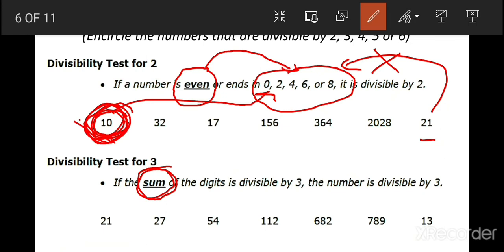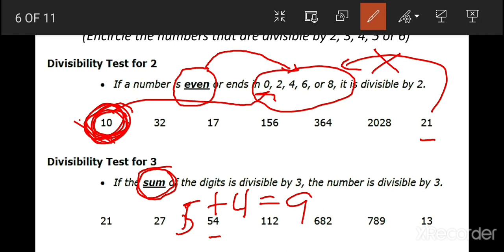Say, for example, 54. Is 54 divisible by 3? Let us see. All we have to do is to add the digits. So 5 plus 4, because it's 54, right? So 5 plus 4 equals 9. And is 9 divisible by 3? If you do skip counting and you hear the word 9, then it is divisible by 3.